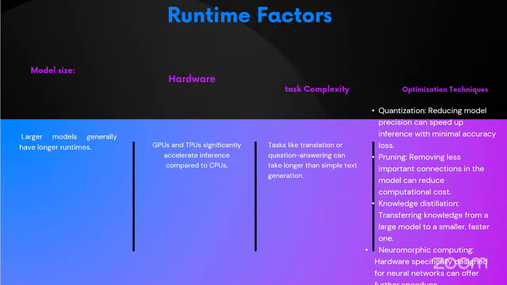Then we have pruning. What does pruning do? Pruning means removing less important connections in the model. We remove the connections which are not that important, and it can reduce our computational cost. So our inference time will reduce. These are the techniques to reduce the inference time and generate the output as early as possible.